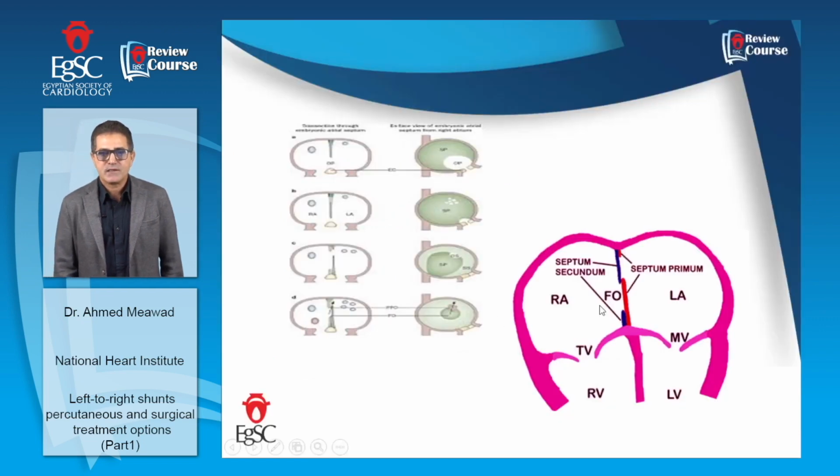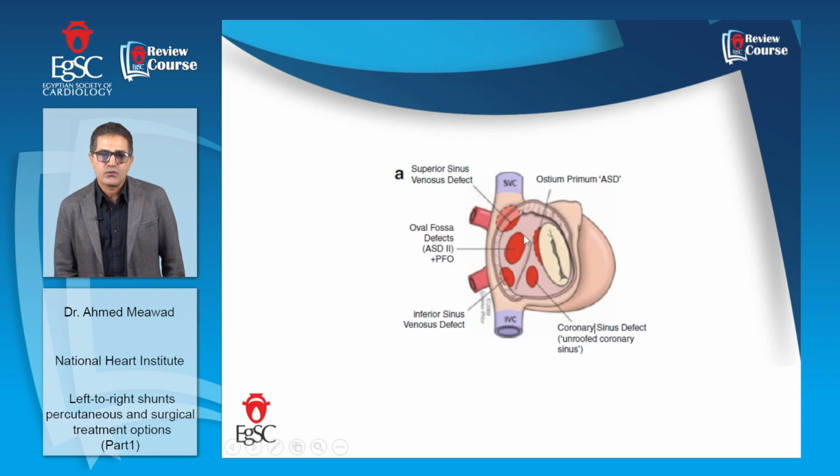This is the ASD. This is the interatrial septum structure. It's composed of the septum secundum from the right side, the floor with the fossa ovalis in the middle, the floor of which is made of septum primum on the left side. This fossa ovalis is the true septum. The secundum ASD occurs at the site of the fossa ovalis.